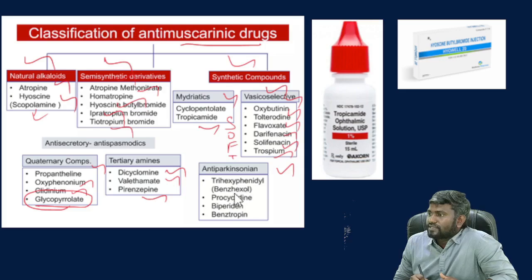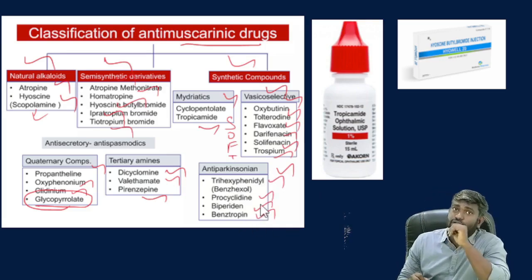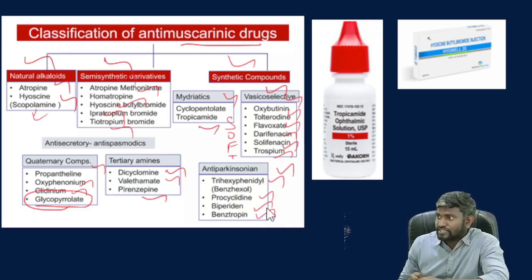Great. Last but not the least, very important, this is going to be Parkinsonism. The drugs which are going to be given here are going to be trihexyphenidyl. We have procyclidine, we have biperiden, and then benztropine. Yes, very important for the exam, anti-Parkinson drugs.